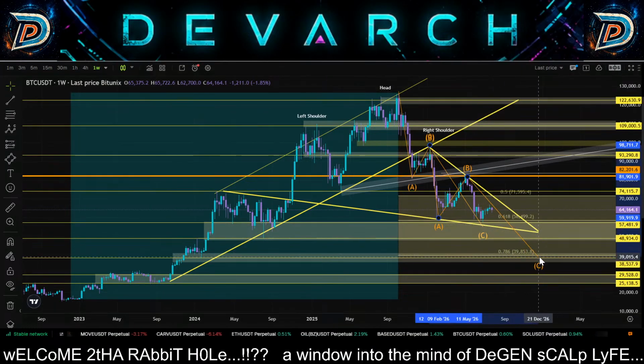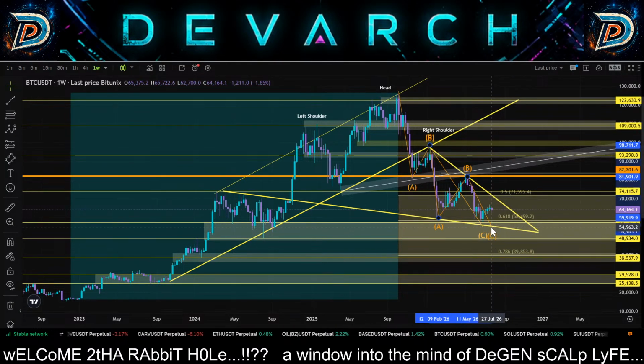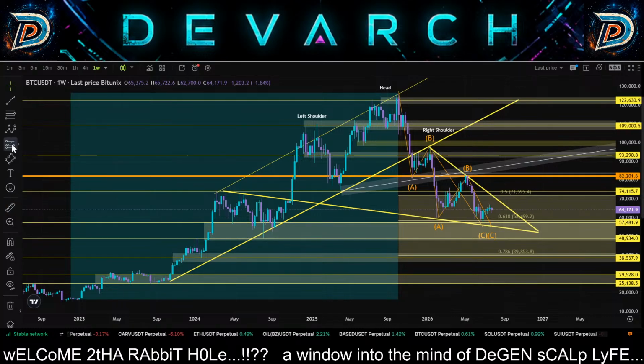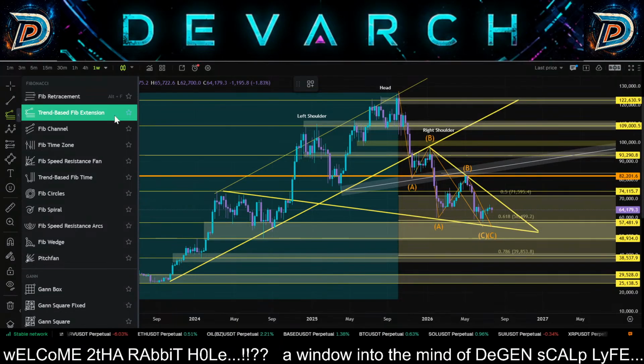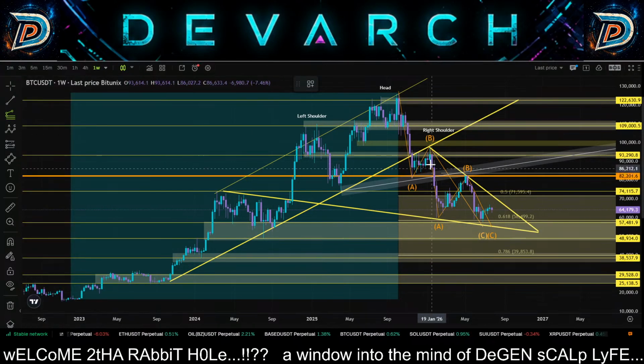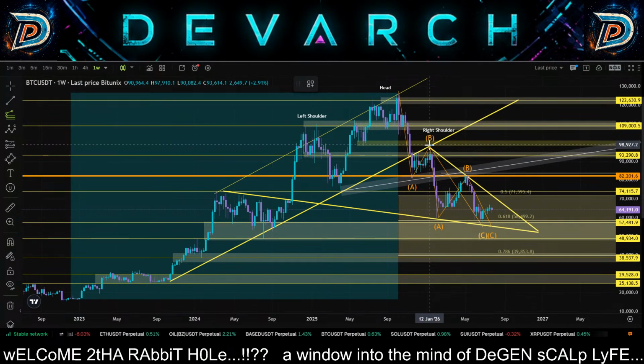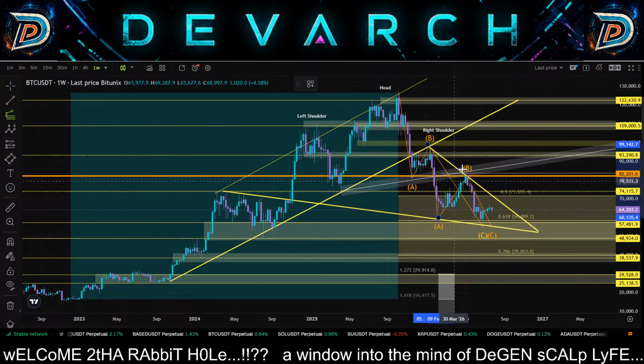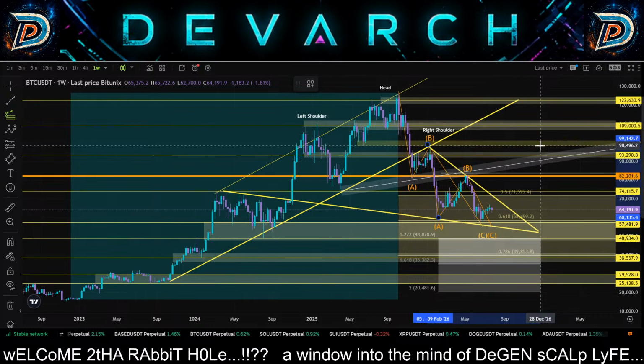So the projection on the corrective wave, let me show you how I do that. Again, this is all still just on the weekly chart. I'll take the Fibonacci trend-based fib extension tool. It's a 3-click tool, so you click once at the beginning of the wave, once at the end of the wave, and then again at the beginning of the wave. So click one, click two, and then back up here for the third click.